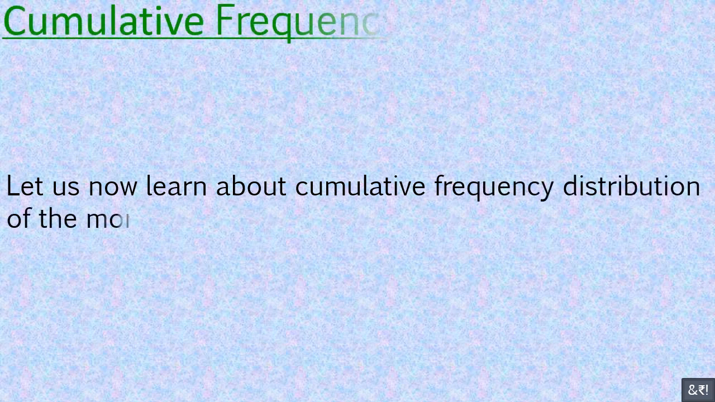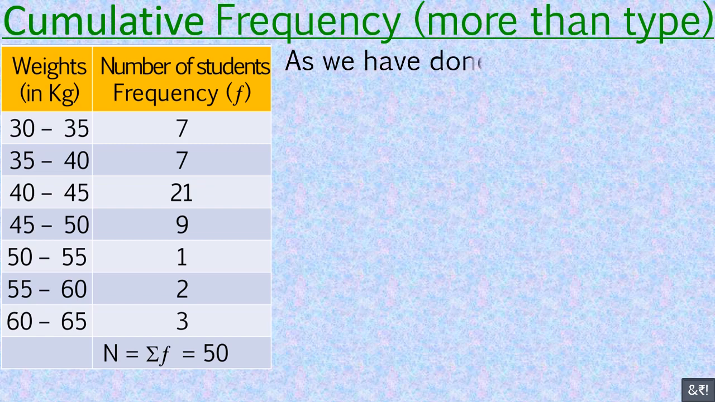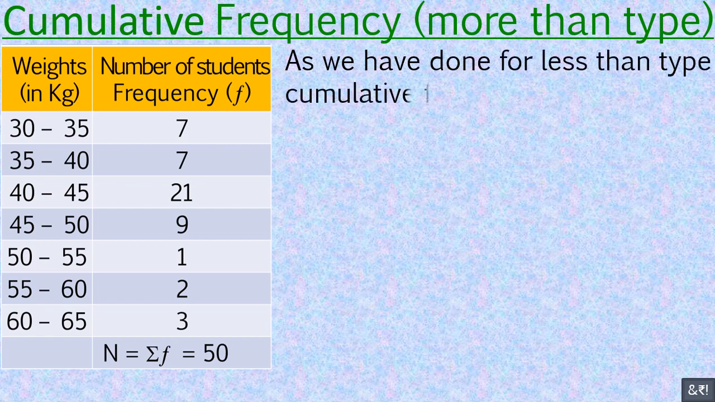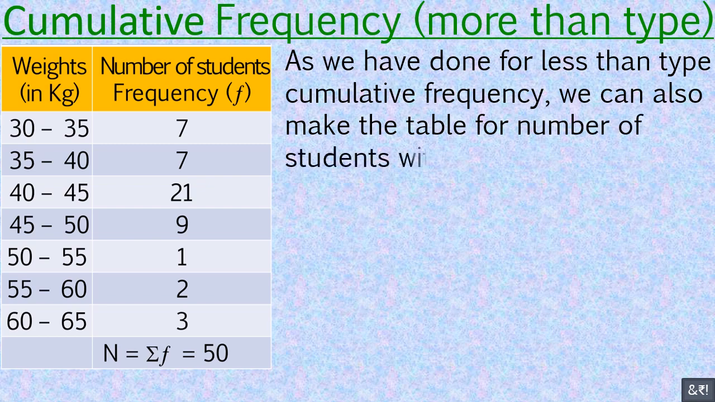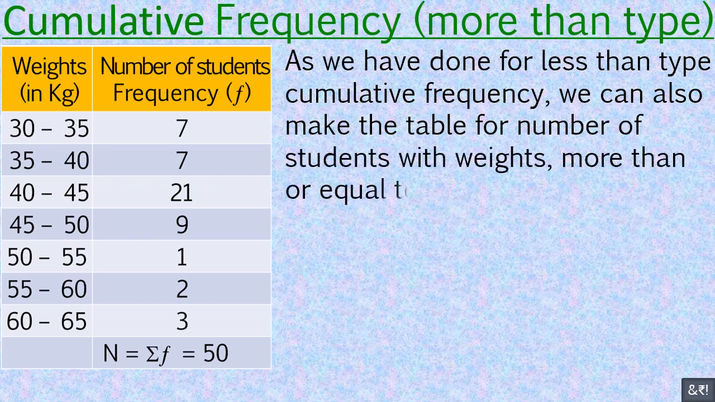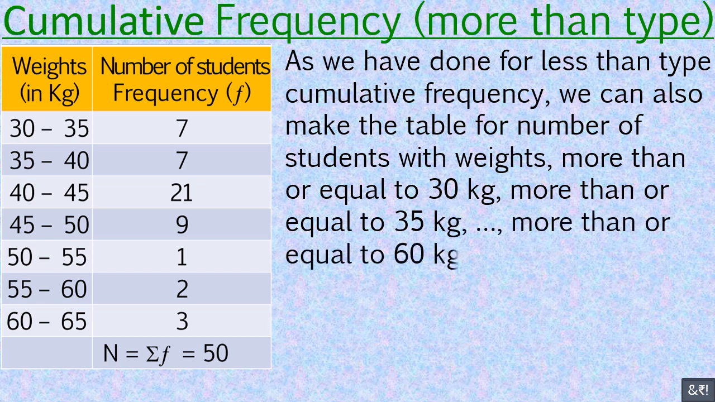Let us now learn about cumulative frequency distribution of the more than, the lower class limit, type. As we have done for less than type cumulative frequency, we can also make the table for number of students with weights more than or equal to 30 kg, more than or equal to 35 kg, etc., up to more than or equal to 60 kg.